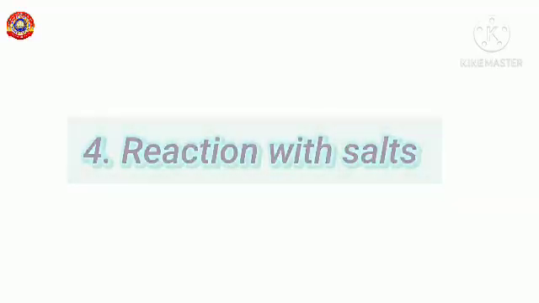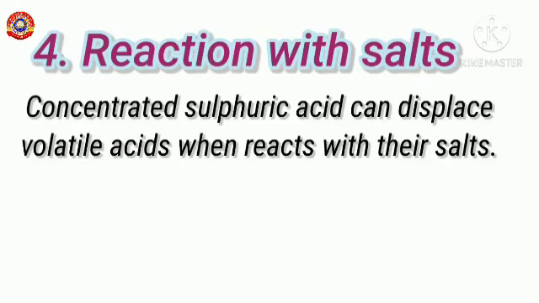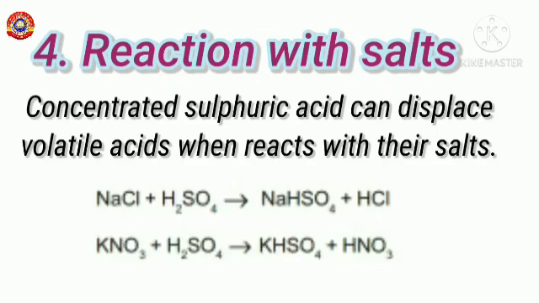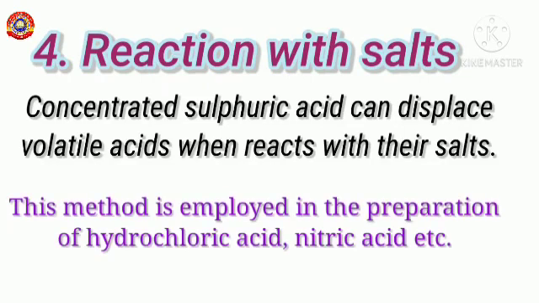Let's move on to the next chemical property of sulfuric acid. Concentrated sulfuric acid can displace the volatile acids from their salts. That is, concentrated sulfuric acid forms hydrogen chloride on reaction with the chlorides and nitric acid on reaction with the nitrates. This method is employed in the preparation of hydrochloric acid, nitric acid, etc.